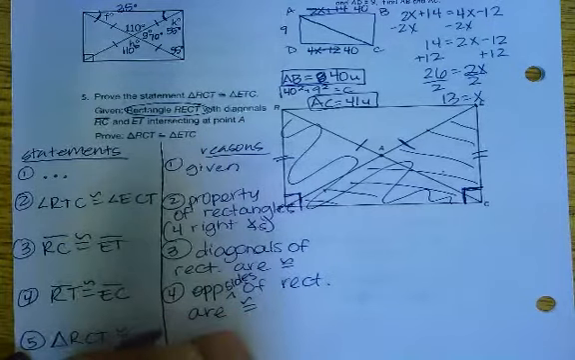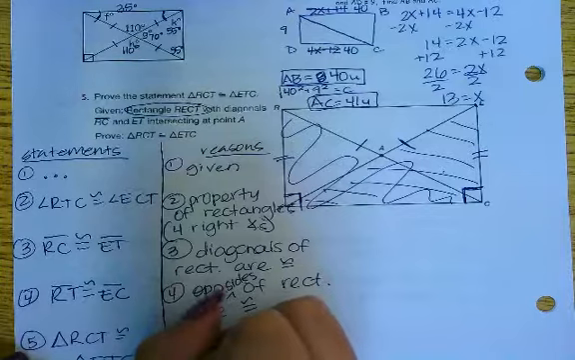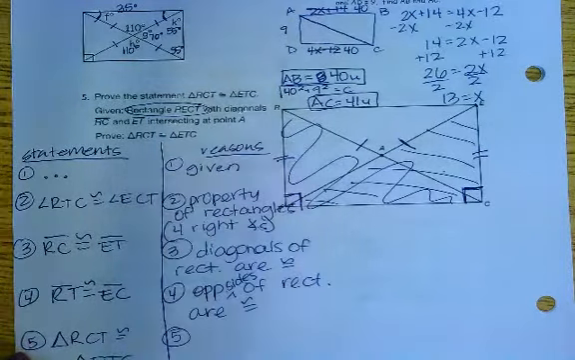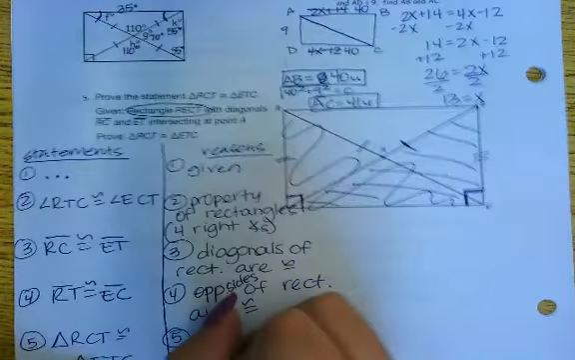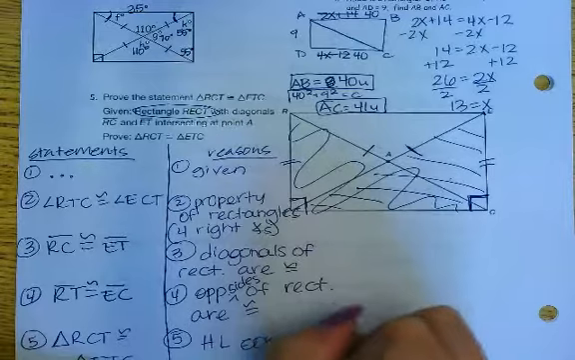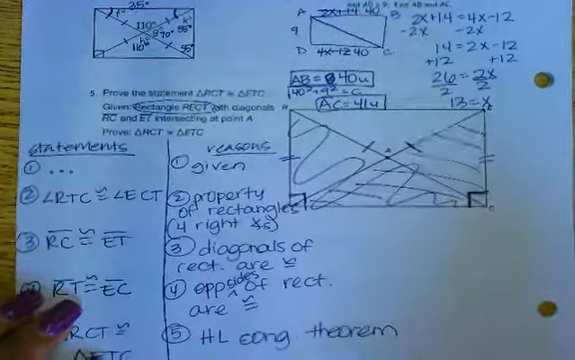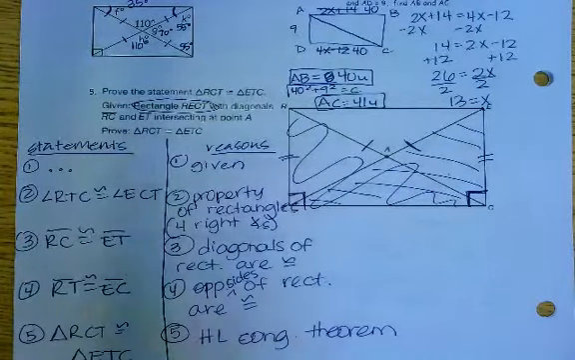Not CPCTC. Remember that when you're talking about congruent, yes, you have to have a theorem. HL congruency theorem. Could you also prove side angle side? Yes, if you never did the diagonals, but you did this and this.